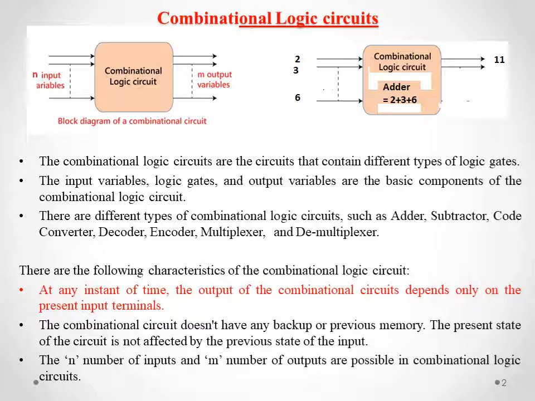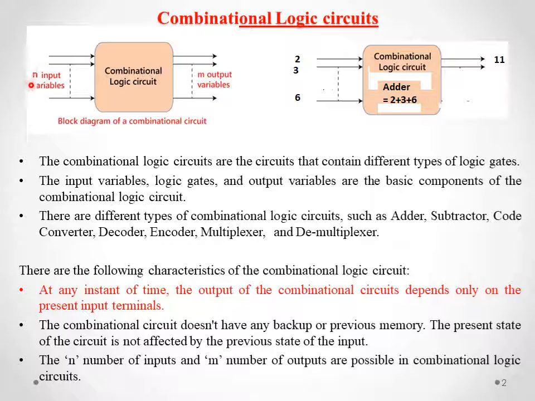What is a combinational circuit? A combinational circuit is a circuit that contains different types of logic gates. The examples of combinational circuits are adder, subtractor, code converter, decoder, encoder, multiplexer and demultiplexer. This is the block diagram of a combinational logic circuit.